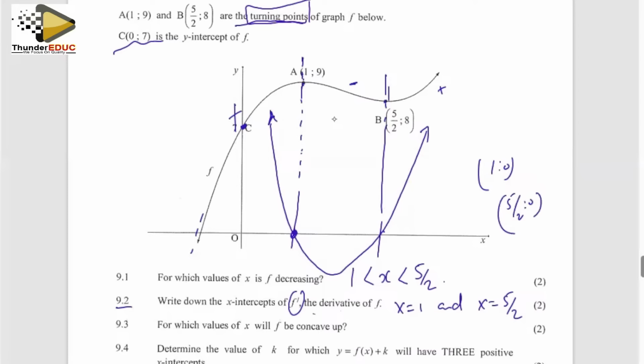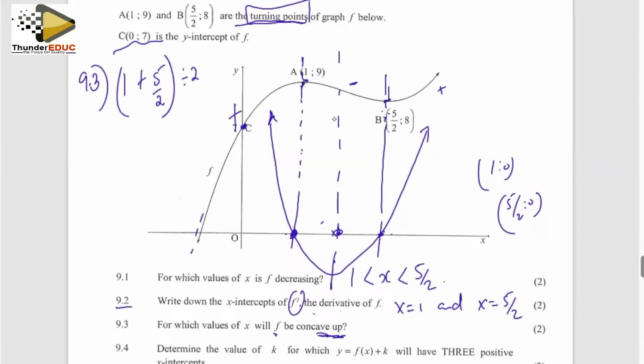Then 9.3, for which values of x will the graph of f be concave upwards? So concavity, when we have the turning points, will be just the midpoint of those x values, so the axis of symmetry of this parabola of the first derivative, which we can get using the midpoint formula. So 9.3, I'm going to say 1 plus 5/2. Then I'm going to divide this by 2.